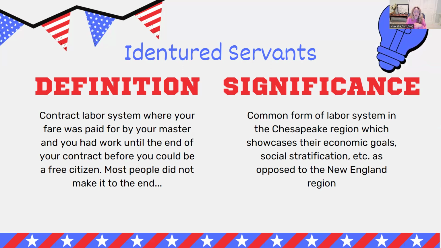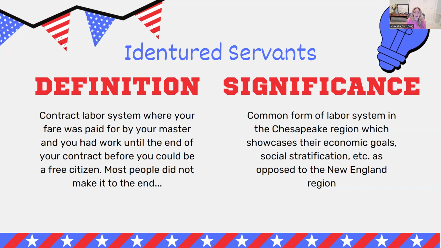So indentured servitude is a contract labor system where your fare across the Atlantic was paid for by your future master. And I say master because you were basically their slave, their worker for a contract period of time, which could be anywhere between 4 and 7 years. And then at the end of that, you would get the dues that you were owed, some payment, and then you're off on your own. However, most people didn't even make it to the end of their contract. That's how rough it was.